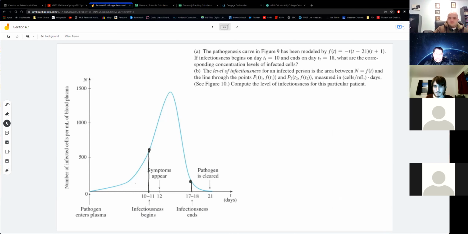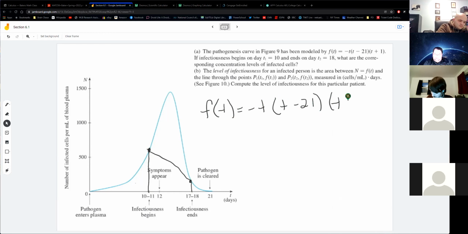We want to find the curve just from 10 to 11. Okay, so we want to find that piece right there. The equation they gave for this curve is negative t minus 21, and t plus 1. That's the equation they gave for the curve.